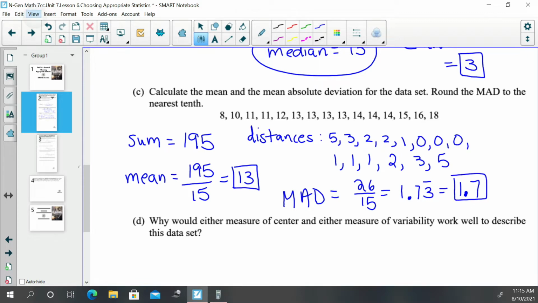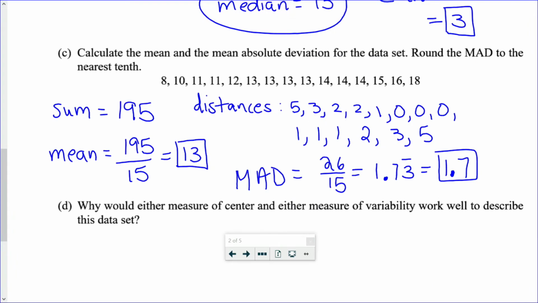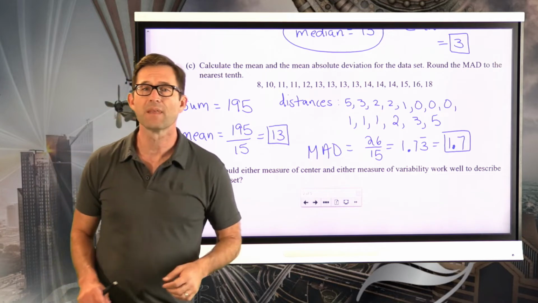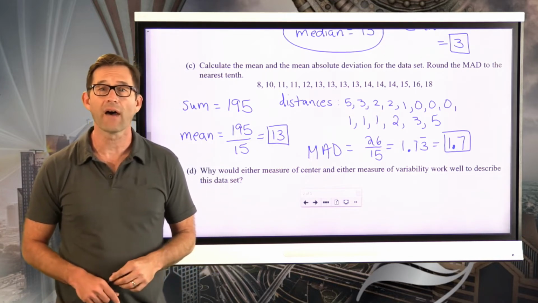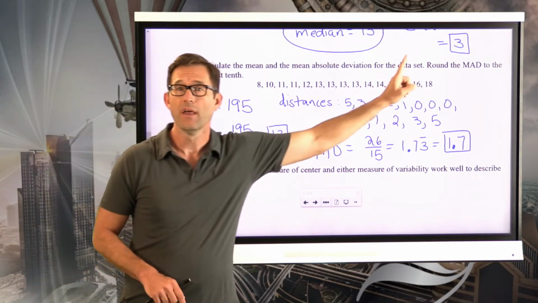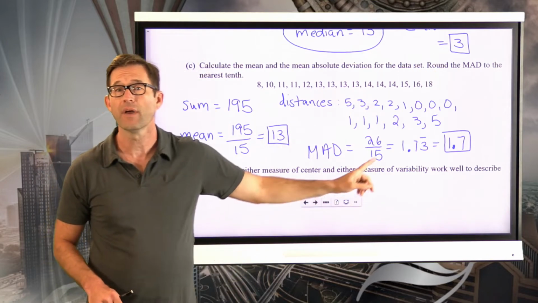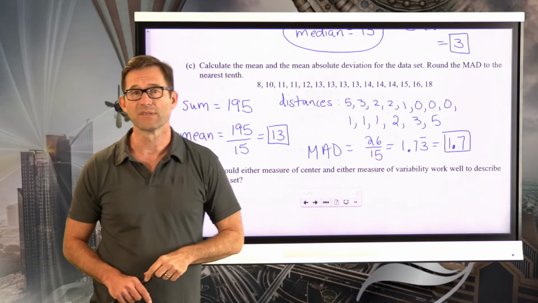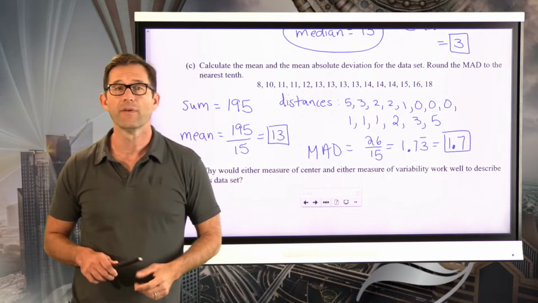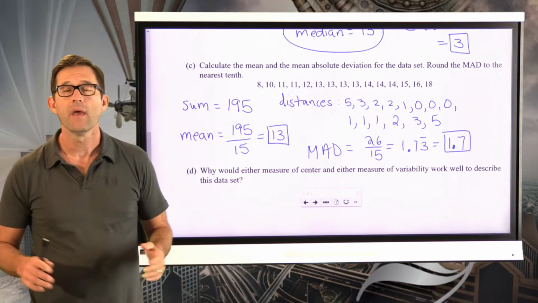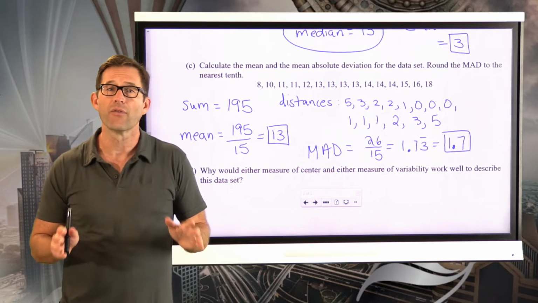By the way, we pointed this out in the last lesson. Oftentimes the MAD is slightly more than half of the interquartile range. The interquartile range was 3, half of 3 is 1.5, and the MAD is 1.7, slightly larger than half of the interquartile range. Now, it really boils down to the thrust of the lesson.